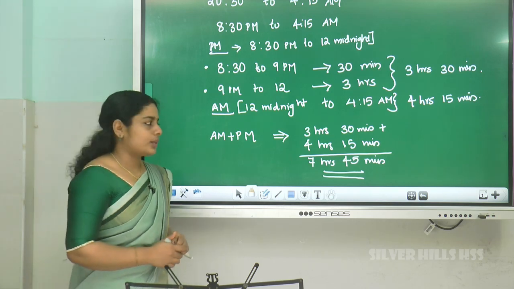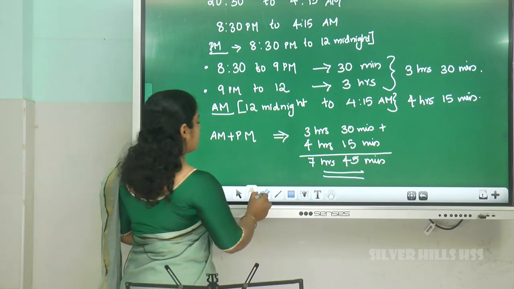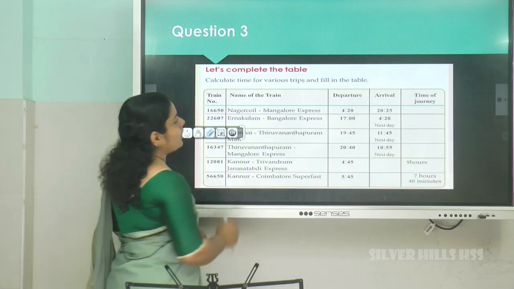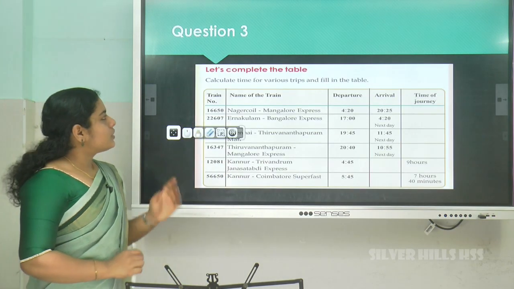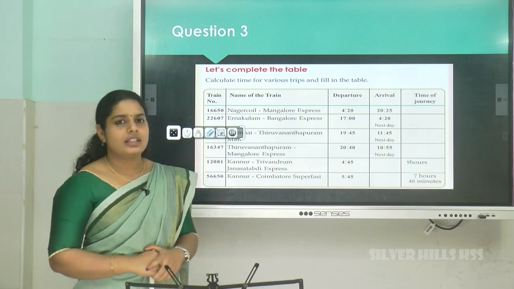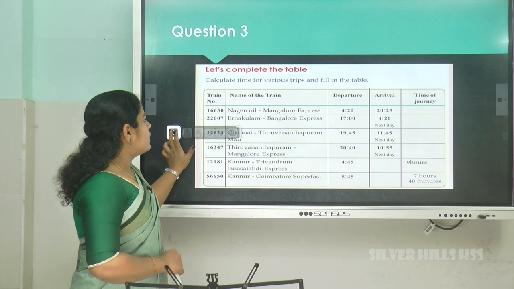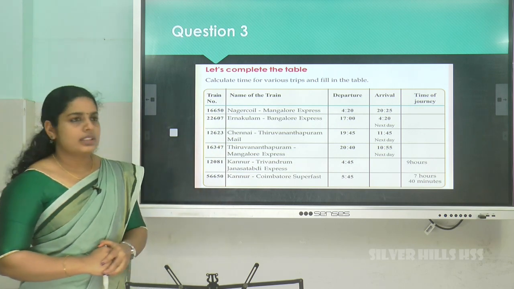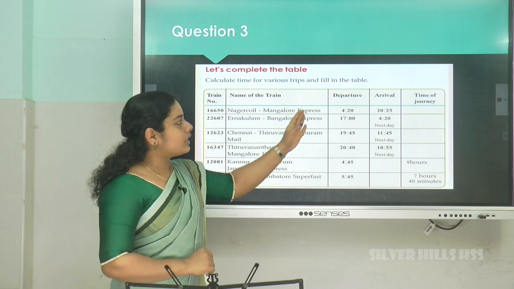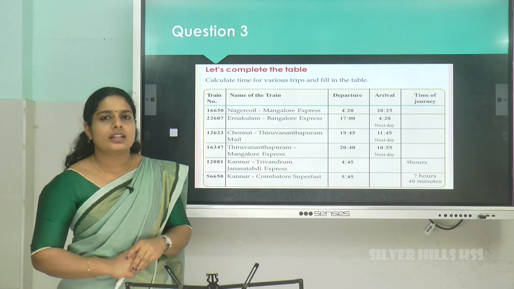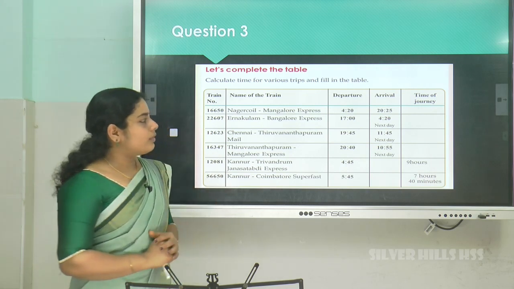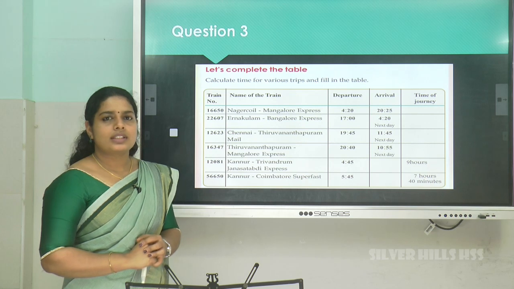Okay, this is the second question. Now, we have a table in our textbook. Let's complete the table. Calculate the time for various trips and fill in the table. Here, the time of journey of some trains are given. So, we have departure time given, arrival time given. We have to find the time of journey of each train. So, the first one we will do, the rest you can do in the similar way.